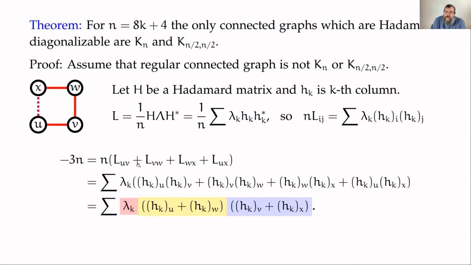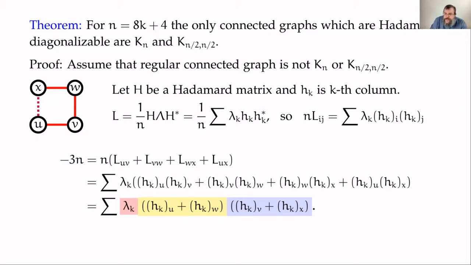And so we have that n times that Laplacian matrix, we have the sum of the eigenvalues times these entries here. Well, now, if you look, it factors nicely. So we really get a sum of the eigenvalues times h, the kth column uth value, kth column wth value, times kth column vth entry, kth column x entry. All right. And if you look, there's 3 shaded boxes. Let's talk about all 3.